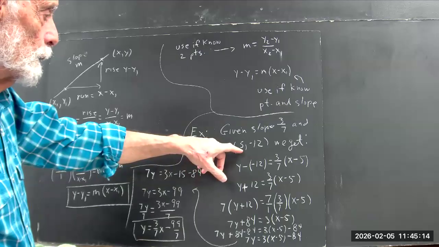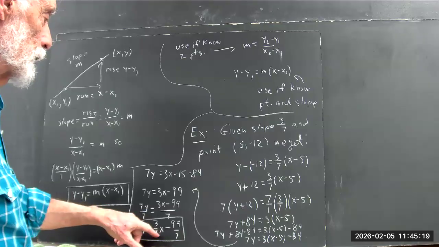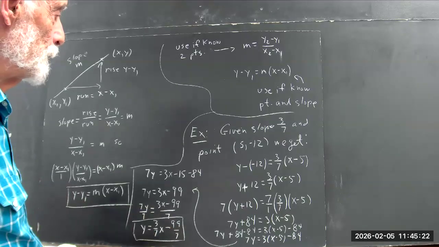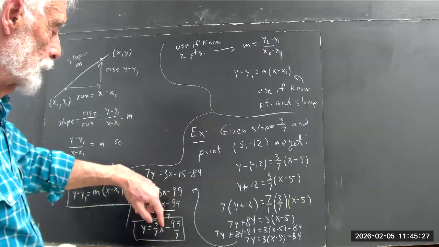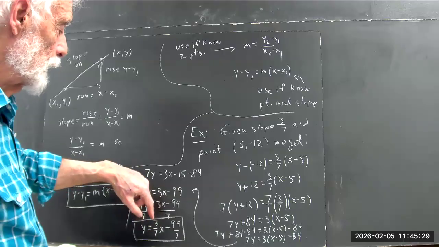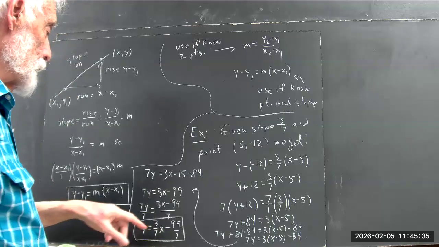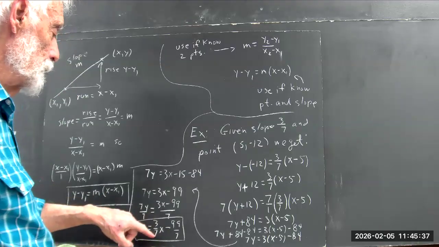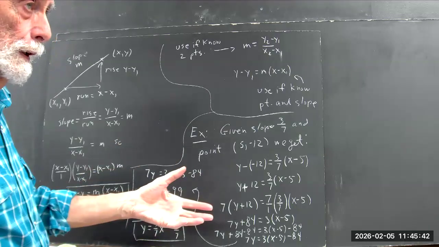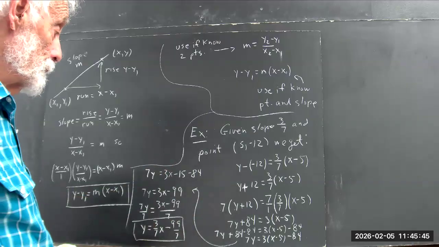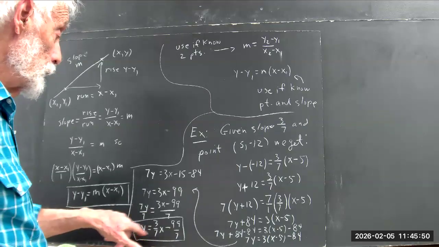We have the point 5, -12. We have the equation y equals 3/7 x minus 99 over 7. I'm just going to say what we do. We plug in 5 for x. We have 3/7 times 5, which is 15/7. So the right-hand side becomes 15/7 minus 99/7. Well, 15 minus 99 is -84, and -84 divided by 7 is -12. So we get y equals -12.